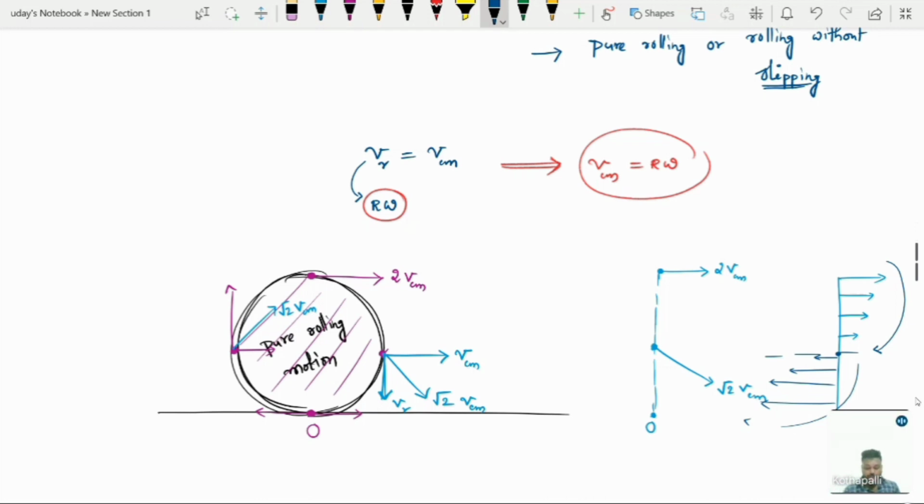Because when you see this point, the net velocity of this point will be obviously like this. So the direction is becoming opposite, right? That's what I did. So the point is that in pure rolling motion, at the instant when the point P is at the topmost level, it will have maximum speed. And the bottommost point, which is in contact with the ground, the point of contact, will have no velocity, no relative velocity with respect to the ground. Okay.